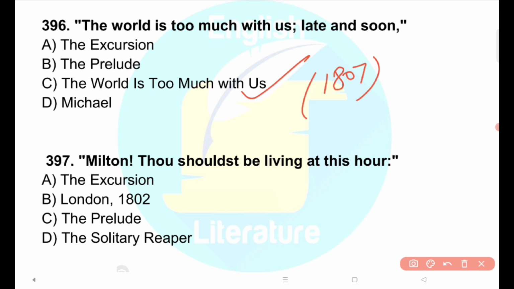Milton, thou shouldst be living at this hour. Option B, London, 1802. Published 1807. The poem is a sonnet addressed to Milton, lamenting the decline of moral values in England.